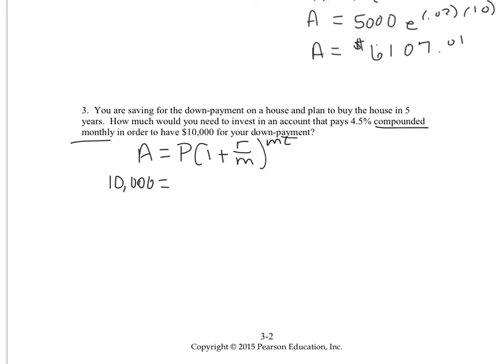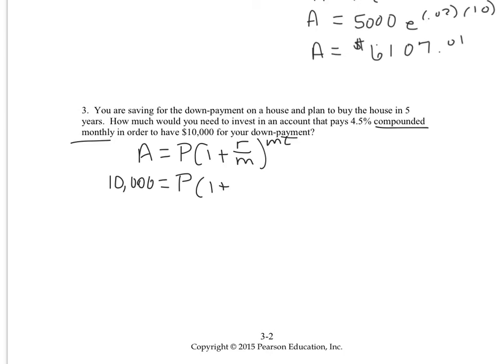But do I know the P? That's what I'm trying to find. How much money should I invest now to turn it into $10,000? So if P is the variable I'm looking for, I should know all the other variables in this formula.